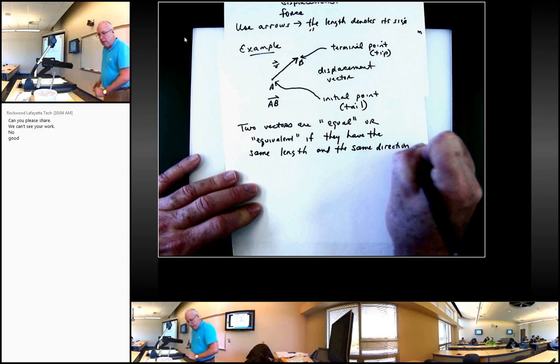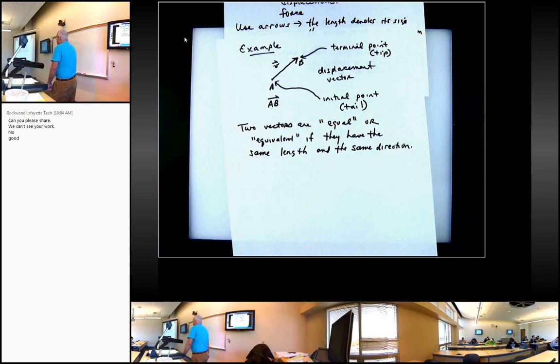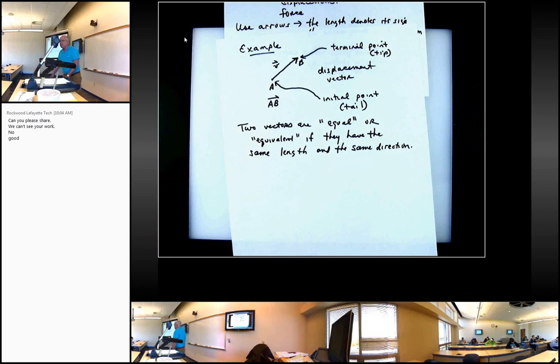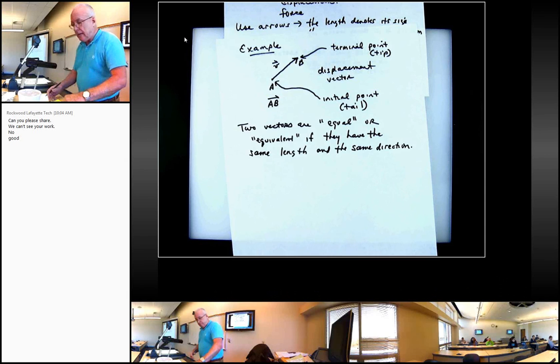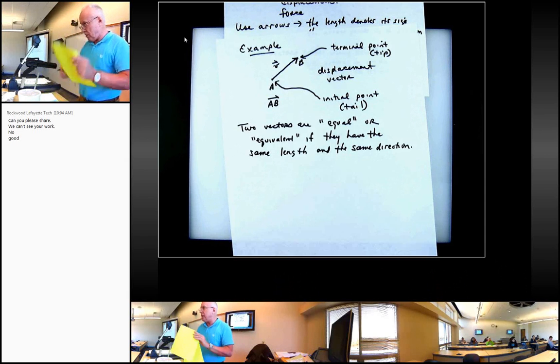Okay. Now, what's crucial here about vectors is this. These two vectors don't have to start at the same point in three-dimensional space to be considered basically the same vector. And that's something that you need to understand about vectors.